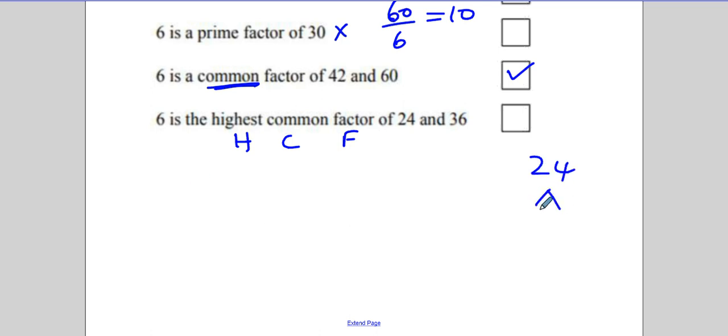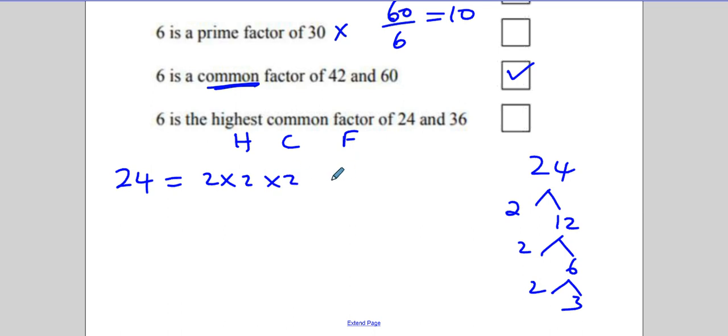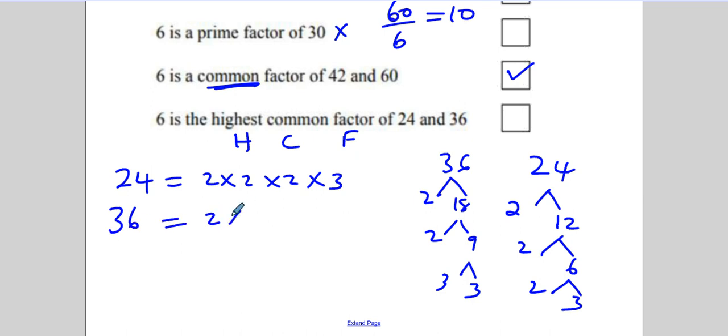Factors of 24: 2 times 12, 2 times 6, 2 times 3. So 24 equals 2 times 2 times 2 times 3. How about 36? 2 times 18, 2 times 9, 3 times 3. So 36 is 2 times 2 times 3 times 3.